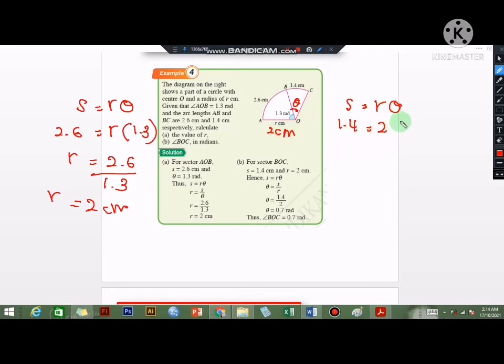We don't know the value of theta. So 1.4 is equal to 2 theta. Bring it to the left, then you divide by 2. So theta is equal to 0.7 radian. That's it, this is your answer. This is very easy. As long as you know the formula, make sure theta is in the unit of radian. If it is in degree, then you need to convert into radian.